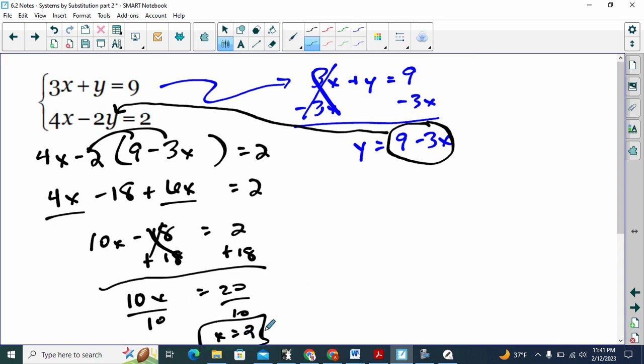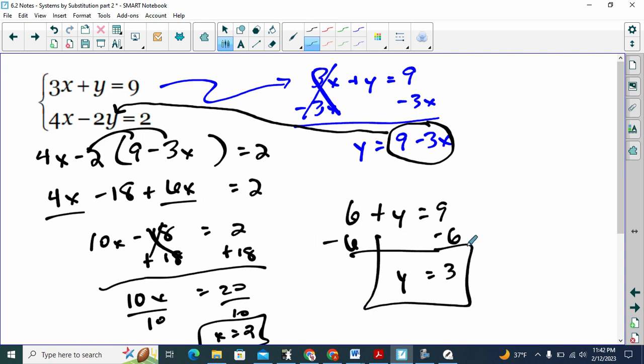Once we get x equals 2, you go back to any equation and plug in 2 for x. 3 times 2 plus y equals 9. I get y equals 3.